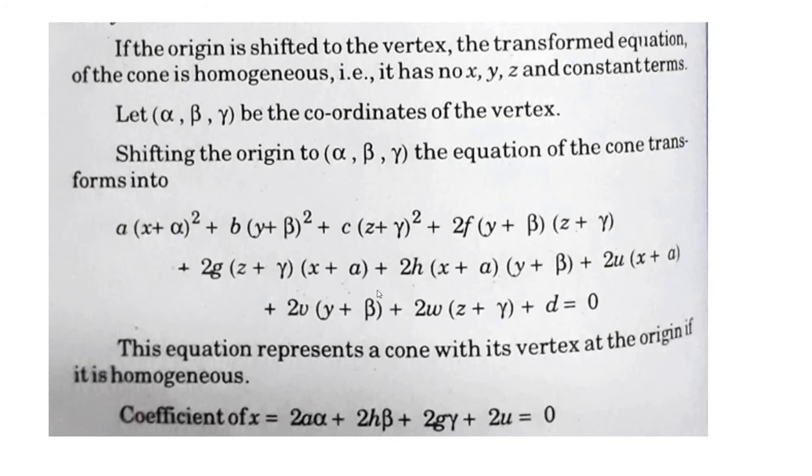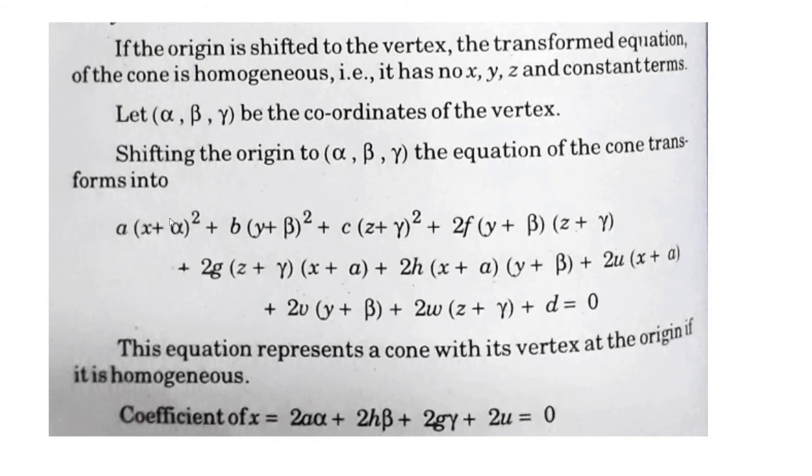The homogeneous equation, we have already seen, right? A homogeneous equation in x, y, z will represent a cone. So for this to represent a cone, the vertex must be at the origin. If it is homogeneous, then the x term, y term, z term should not be there. So now we simplify this expression patiently; that has to be simplified.